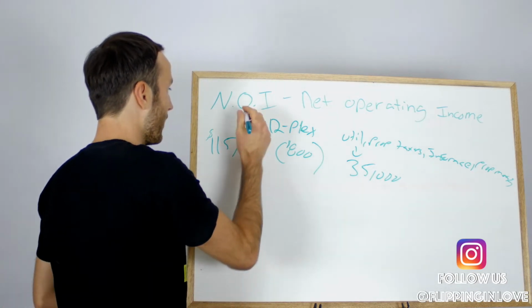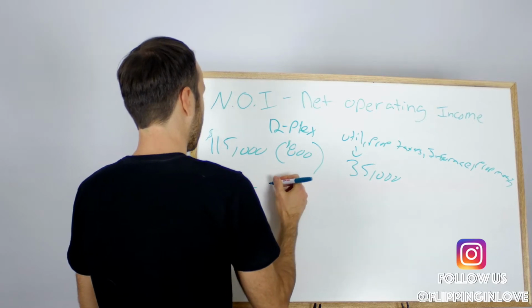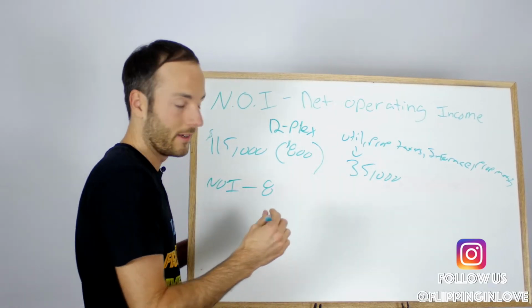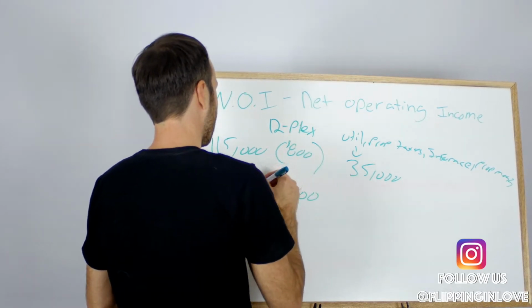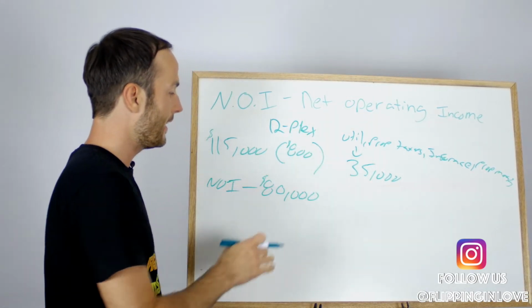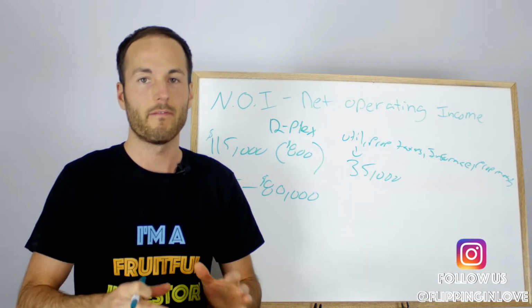So we're left with an NOI, a net operating income. Let's make sure I get my math right here. $80,000. At the end of the year, this property makes $80,000 before our mortgage payments or our financing costs.